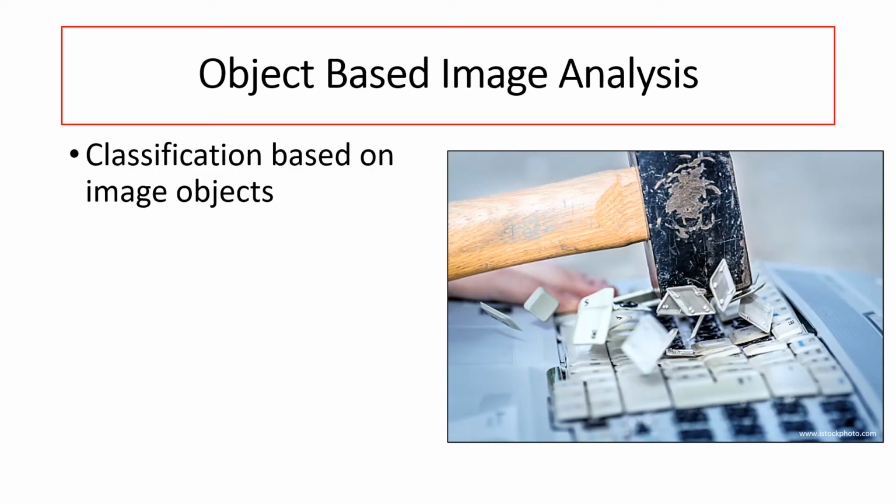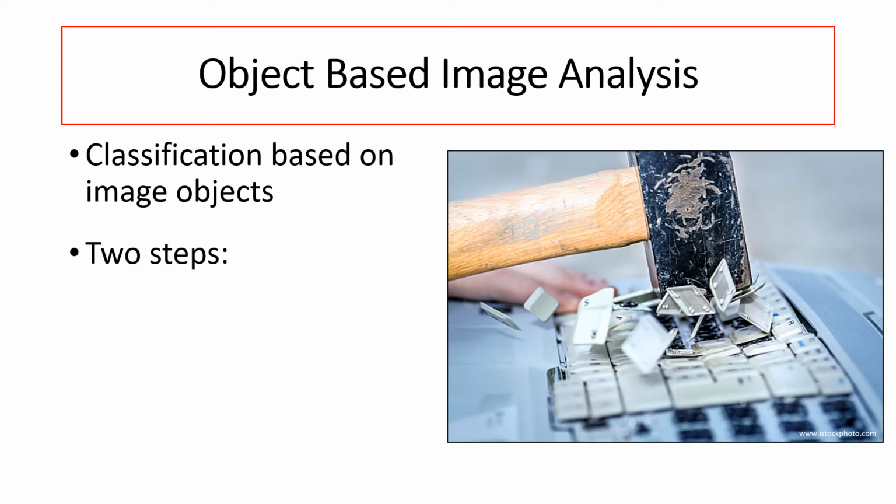Object-based image analysis is an image analysis classification method that is based on image objects, or groups of pixels, as opposed to individual pixels like more traditional classification methods, including unsupervised and supervised classification.